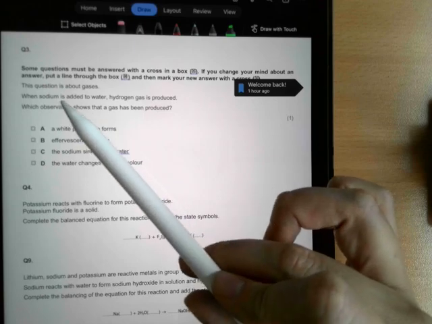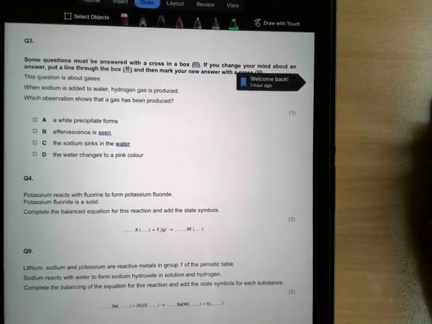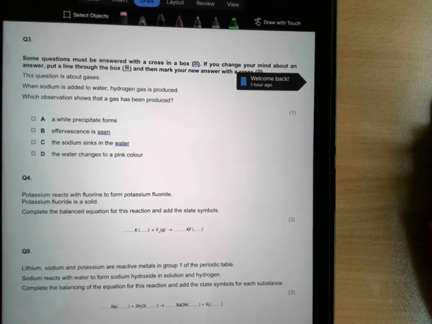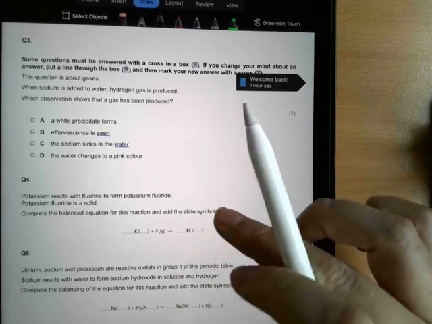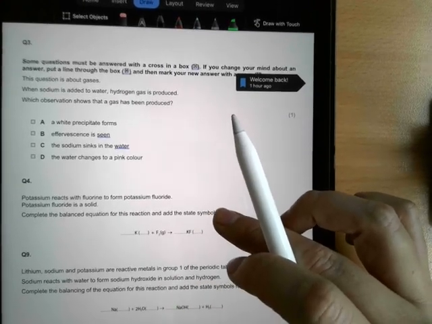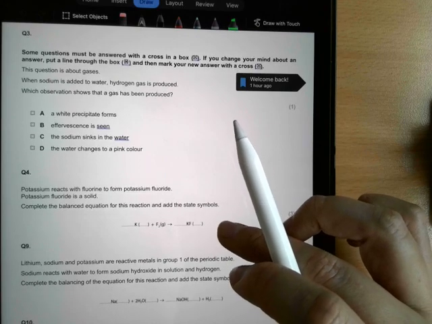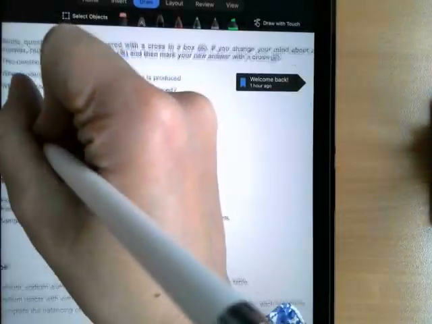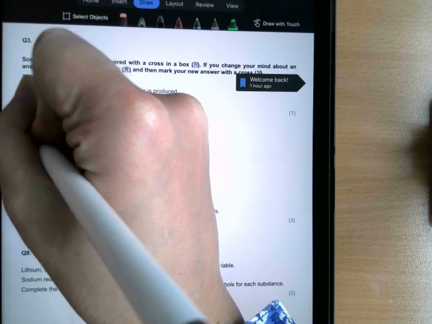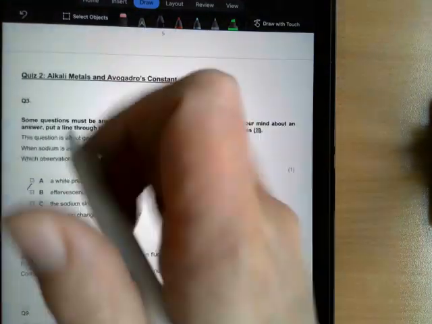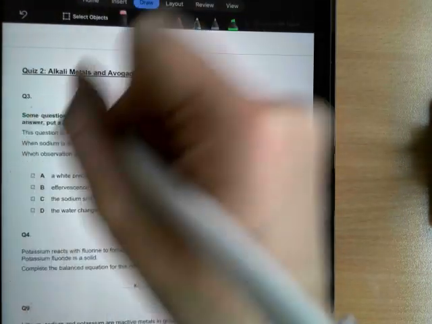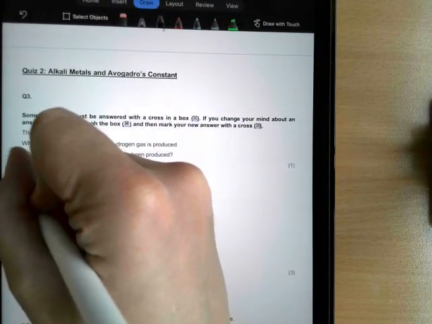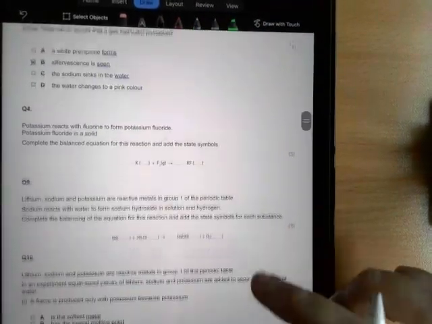You're told that when you add sodium to water you get hydrogen gas, and you want to know what you would see. So if you're producing a gas, you're going to see bubbles. Another word for bubbles is fizzing. Another word for fizzing, that's actually here, is effervescence. So the answer is going to be effervescence, and that literally just means bubbles or fizzing, and that's what you see when a gas is produced.